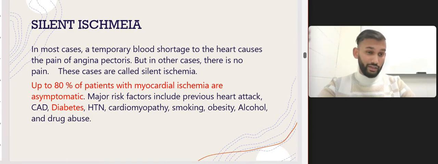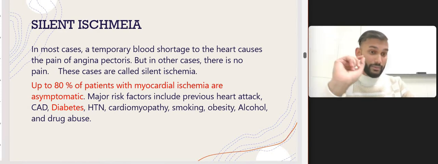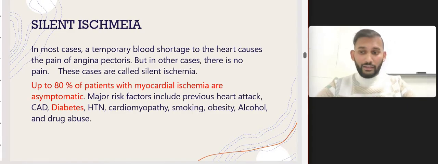Major risk factors include if they have a previous heart attack, or they have coronary artery disease, hypertension, diabetes. That's the main one. Diabetes, smoking, obesity, alcohol, and drug abuse are the other things that can cause silent ischemia. So I will just go over all three of them.